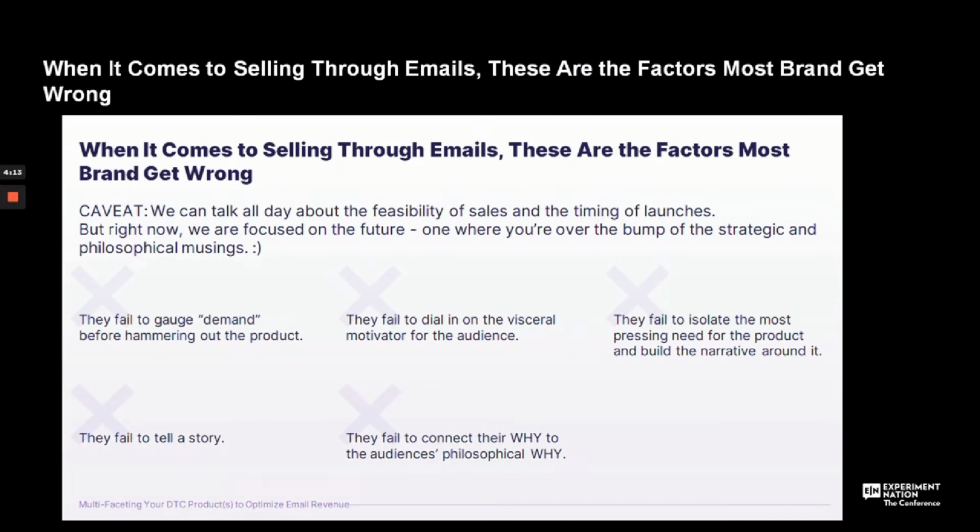So when it comes to selling through emails, before we get into how you can multifacet your products and how you can multifacet them specifically in launch and sale campaigns, these are the factors most brands generally get wrong.